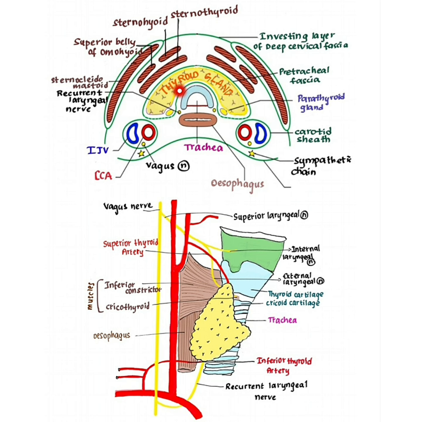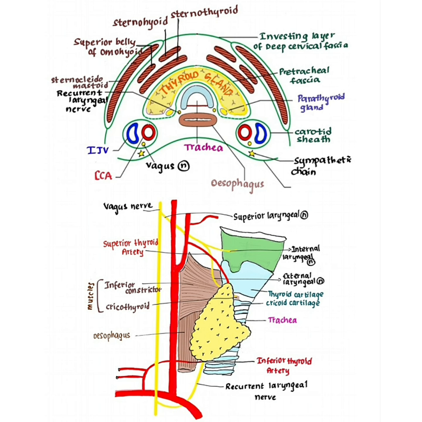Next, let's see medial surface. The medial surface is related to two tubes. You can see one tube here, that is trachea, and the other tube is esophagus. Two cartilages, thyroid cartilage and cricoid cartilage. It is related to two muscles, inferior constrictor and cricothyroid. Two nerves, external laryngeal nerve, recurrent laryngeal nerve.